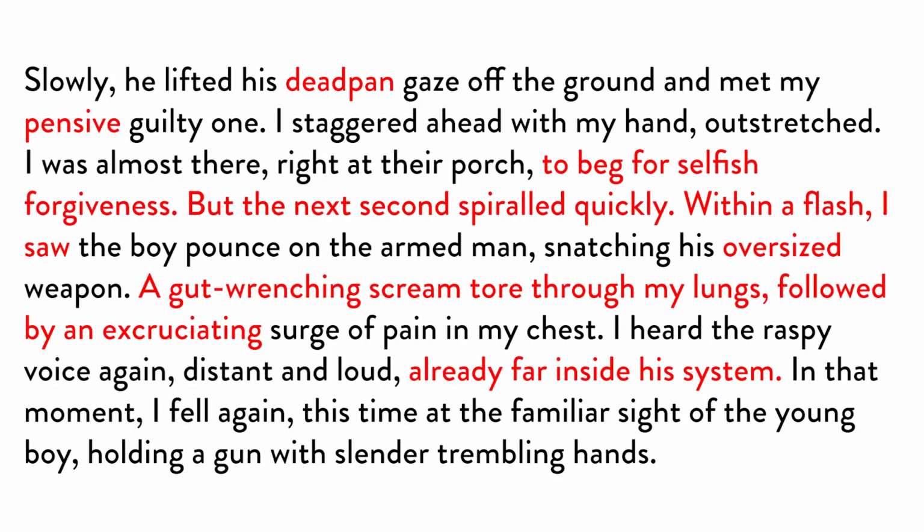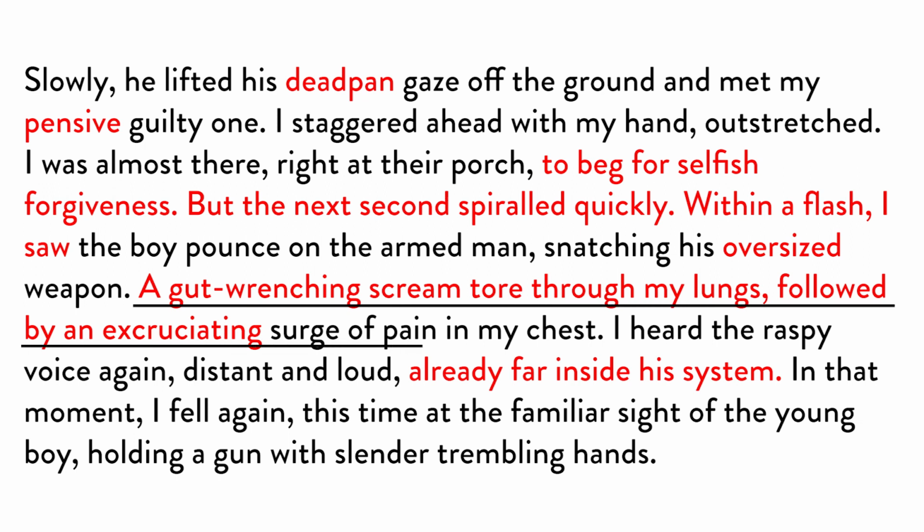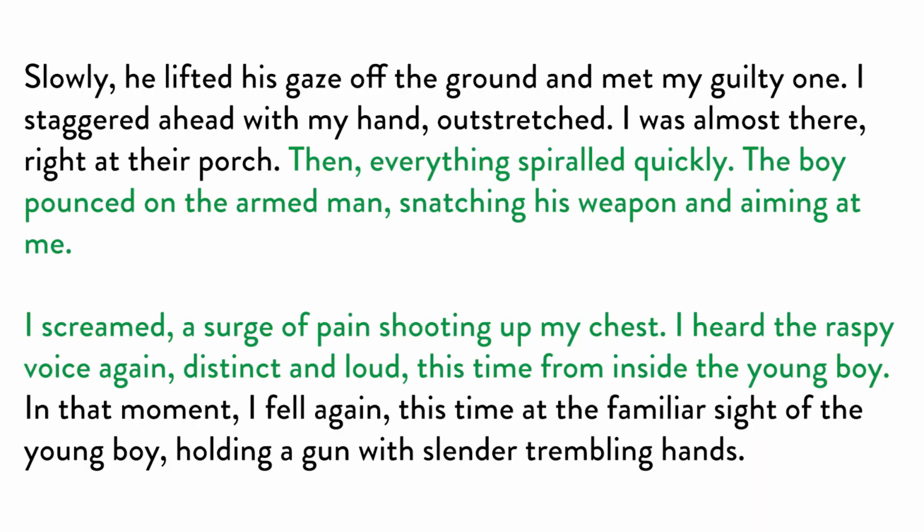And the final change I made, which you can compare from the old version, says, a gut-wrenching scream tore through my lungs, followed by an excruciating surge of pain in my chest. This is again the concept of me trying to use fancy language and thinking that the fancy language is going to enhance and elevate the quality of my work. Whereas in the newer version, all I did was convey clearly what I was trying to say. The new version says, I screamed, a surge of pain shooting up my chest. That's it. Within that sentence, we know that this person has been hit with the bullet, and then there is a pain shooting up through the chest, and that's it.